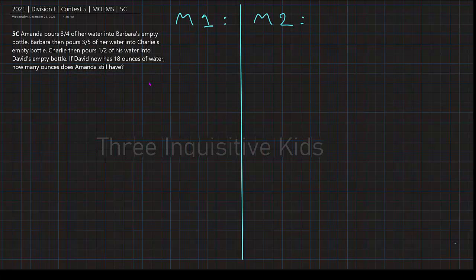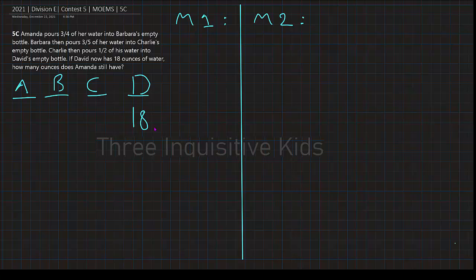There are two different methods to solve this problem. Let's first look at the first one. Over here, I have a chart with all the names on top. ABCD stands for Amanda, Barbara, Charlie, and David. We know that David now has 18 ounces.